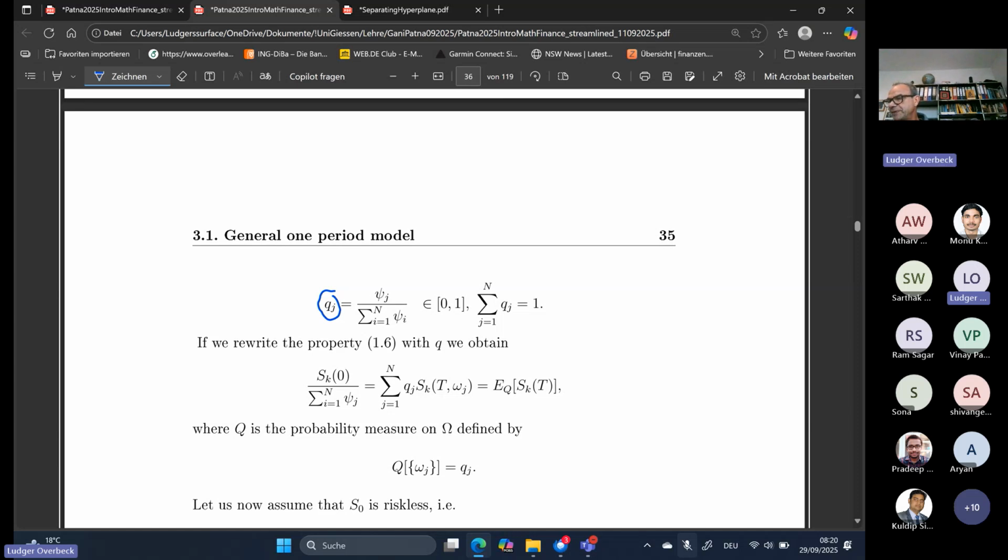So you see reachable claims. There's a kind of duality between reachable claims, which are described by their orthogonal vector, and probabilities.